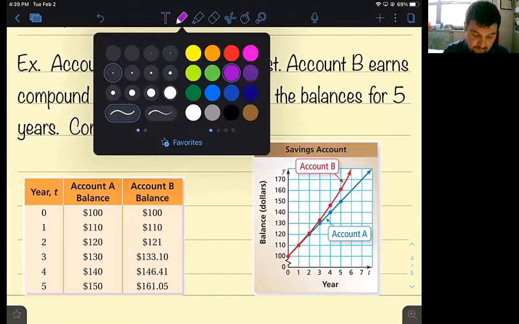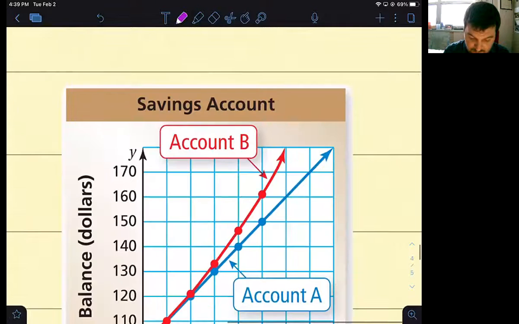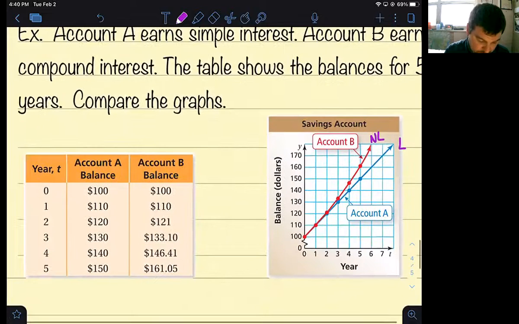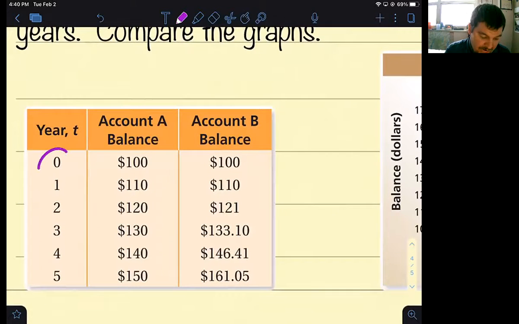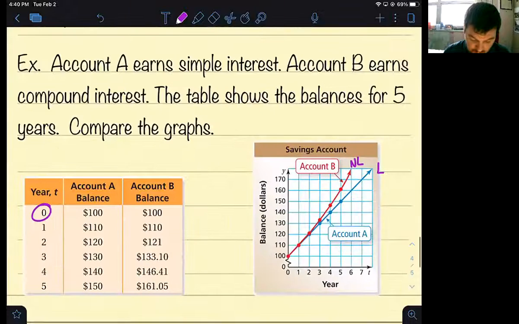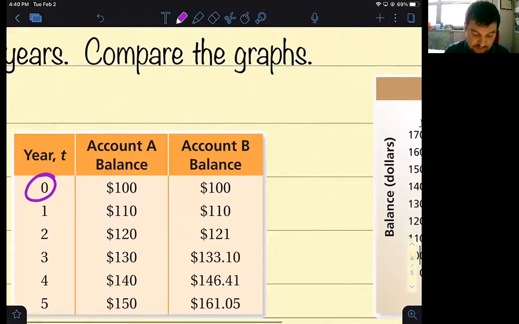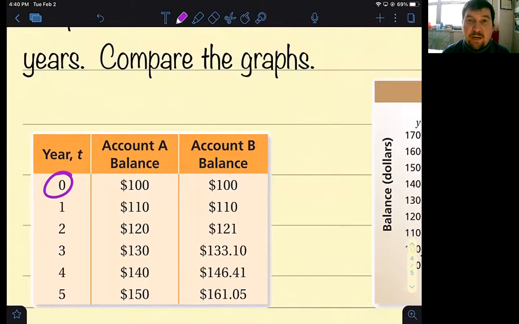So it wants you to compare them. Well, I guess, you know, A would be linear and B would be nonlinear. Let's look at the chart though. At year 0, looks like you put $100. Actually, this is not money that you're borrowing then. This is money that you have in an account. So some of you might even have a savings account that your parents opened for you. So you put $100 in. A year later, you come back.